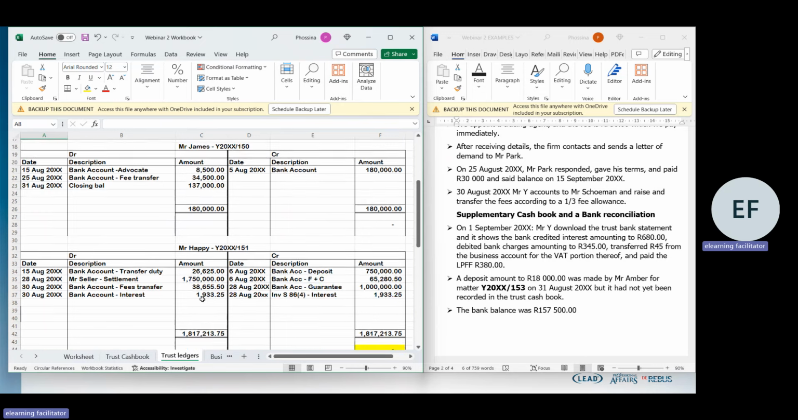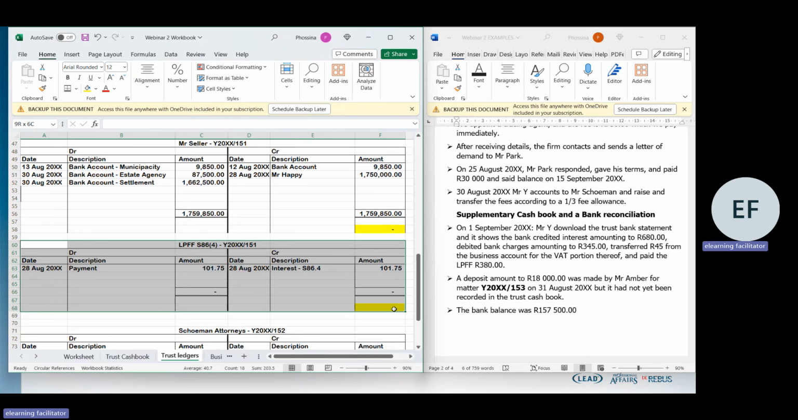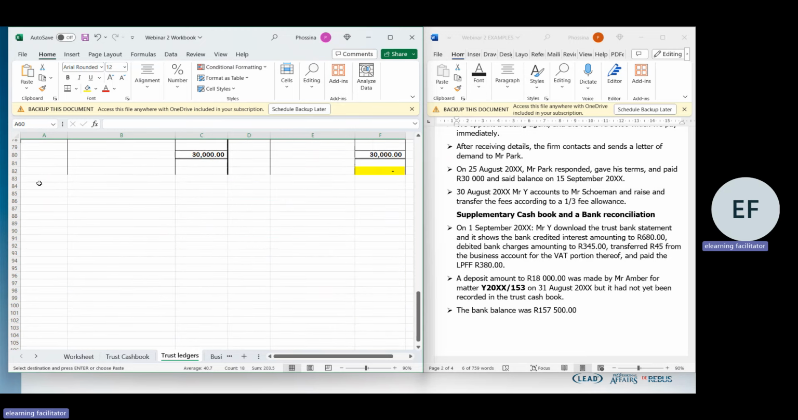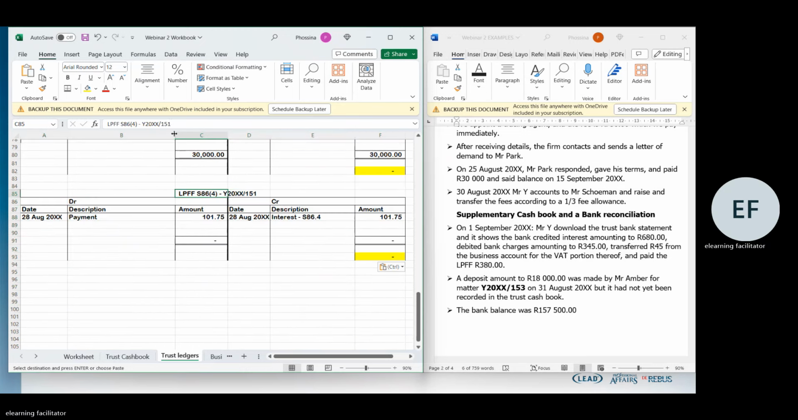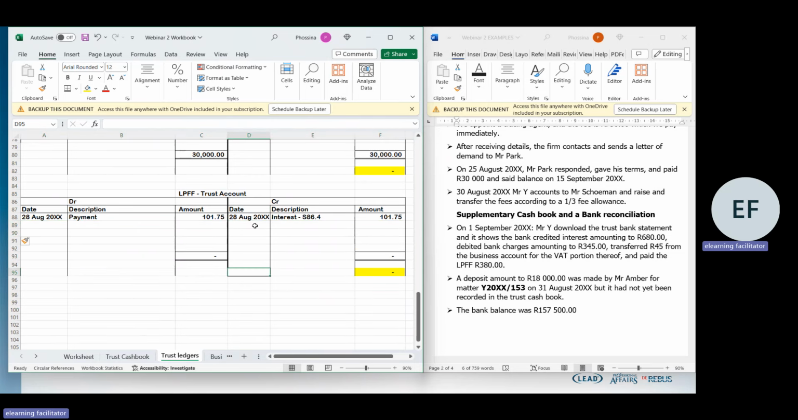So when we go to our ledgers, we will create a ledger. So it's an LPFF ledger. It's this one, it is our trust account. You don't have to create one for every trust account. So if you've got several trust accounts, you can just come and then distinguish which one is which. Okay, so this is 31 August, but we have to separate them from the section because those are reported separately.